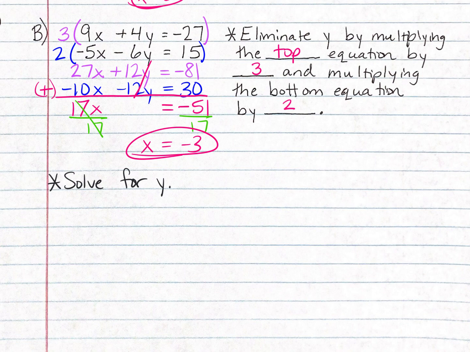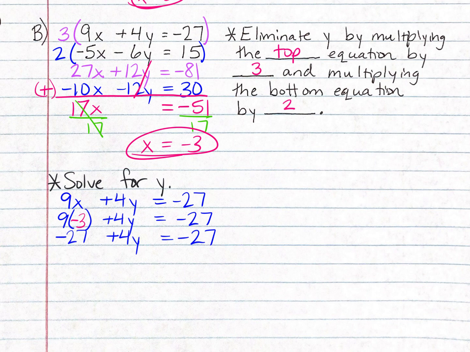Solve for y. I'm choosing the top equation. You could choose either original equation and plug in what we know for x, which is negative 3, and solve for y. So simplifying, we get negative 27 plus 4y equal negative 27. We want our y term by itself. We've now just got a little two-step equation to solve.